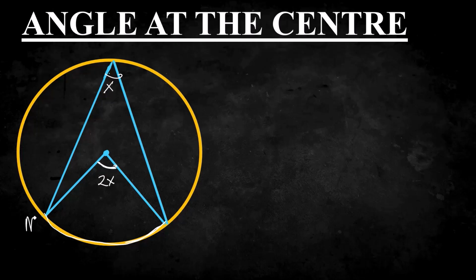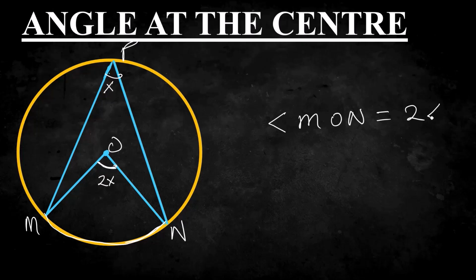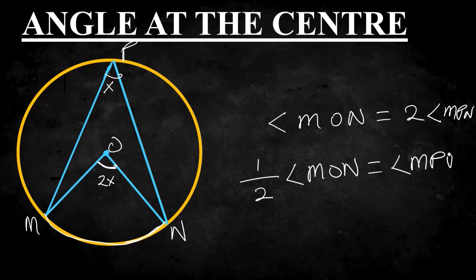Let's call the points M, N, O, P. It means angle MON is twice angle MPN. That's the idea. When I divide both sides by 2, half of angle MON will be the same as angle MPN. So when you divide this side by 2, it gives you this side. All right, that is the first property.